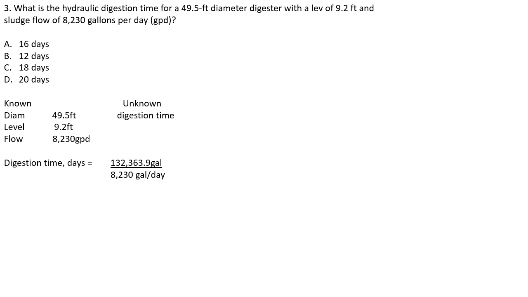So we have 132,363.9 gallons divided by 8,230 gallons per day. Your gallons will cancel out, leaving you with days. And when you do your division, you get 16.08, or the closest answer is A, 16 days.